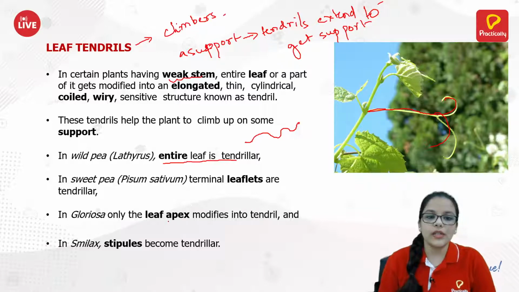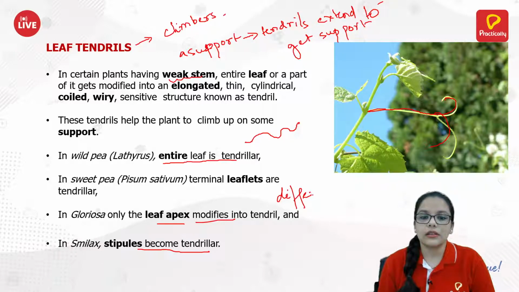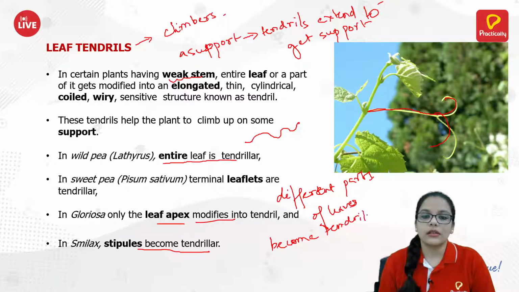Now in Gloriosa, only the leaf apex modifies. In Smilax, stipules become tendrilar. So different parts of leaves become tendrils in different plants.